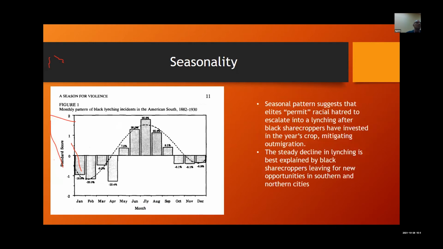Now the seasonality shows that the lynching peaks during mid-season after sharecroppers have invested in the crop, which mitigates out-migration because the landlords want to keep the labor there. And the landlords are controlling the local police power. So you wait till mid-season and you let whatever is happening in the broader general environment happen, the elites let the lynching occur because it can proceed without driving away too many workers. The decline over time in the lynching, I think, is best explained by the out-migration of Southern African Americans.